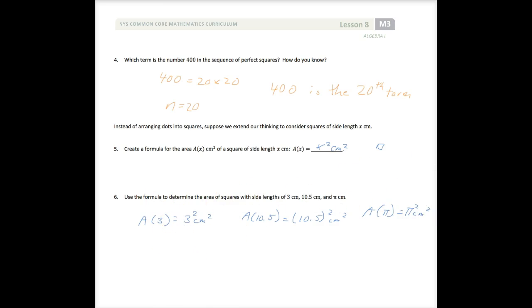Hopefully you can see the answer. We're just going to do the part of the math we can: 9 centimeters squared. This one, 10.5, when we square 10.5, we get 110.25, and that's cm squared. And here, pi is a number that's best left as pi. So we're going to say that this is pi squared centimeters squared. We're going to leave it at that because it's the easiest way to look at it.